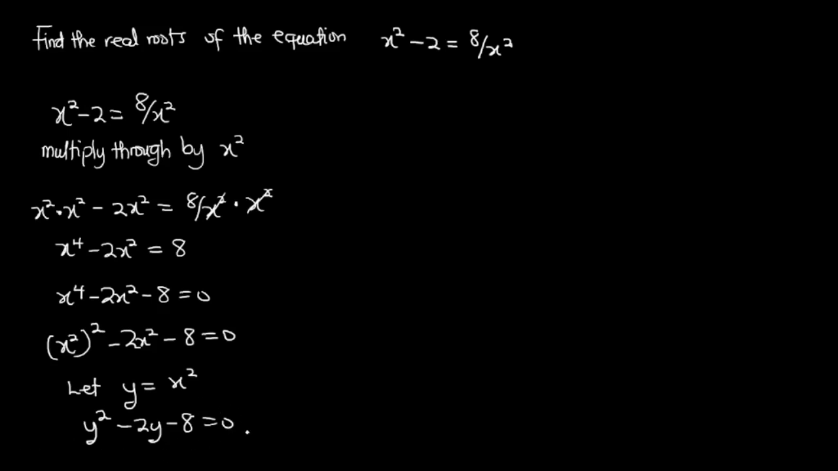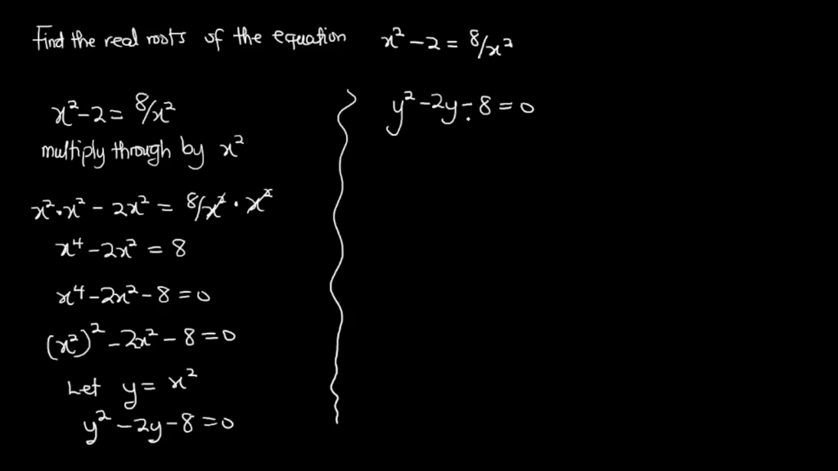Now this way I can solve it much more easily without having to do any long division. So I have y squared minus 2y minus 8 is equal to 0. From here, I multiply the coefficient of the y squared term, which is 1, by negative 8. So it will give me negative 8. Now which two numbers will I multiply to get negative 8, but if I add them, I'll get negative 2?